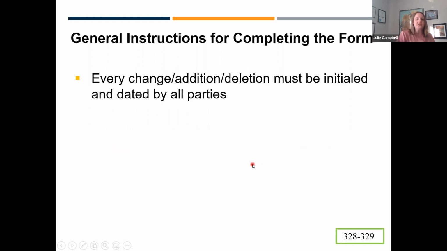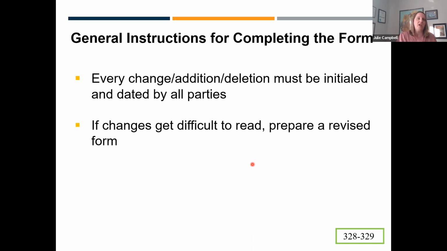Every change, addition, deletion has to be initialed and dated by all parties. This is more old school, from when we were dealing with paper. But even today in our electronic world, if you make a change and save it, it keeps the old version. In .loop, you cannot delete anything. Have you ever tried? Once it's there, it's there. It was designed that way on purpose because they don't want me throwing away old stuff. They keep every version, every revision. If you're still doing it old school on paper, make sure you're indicating that change, addition, or deletion.